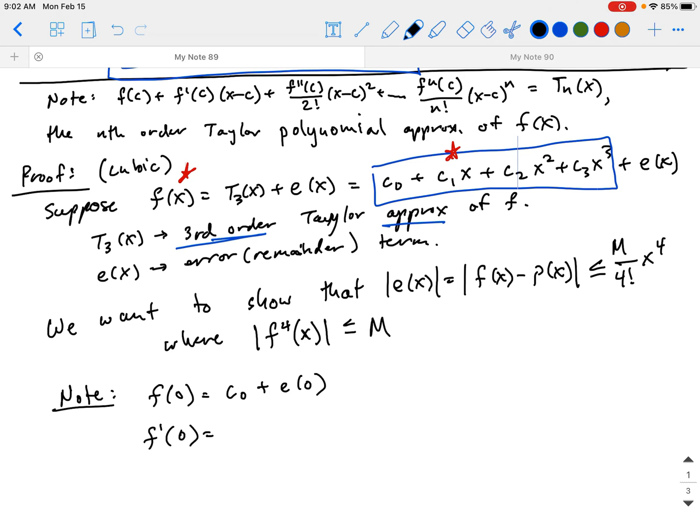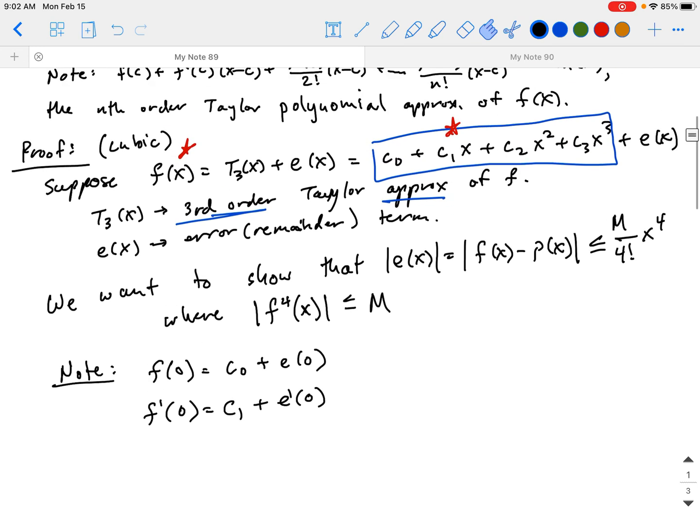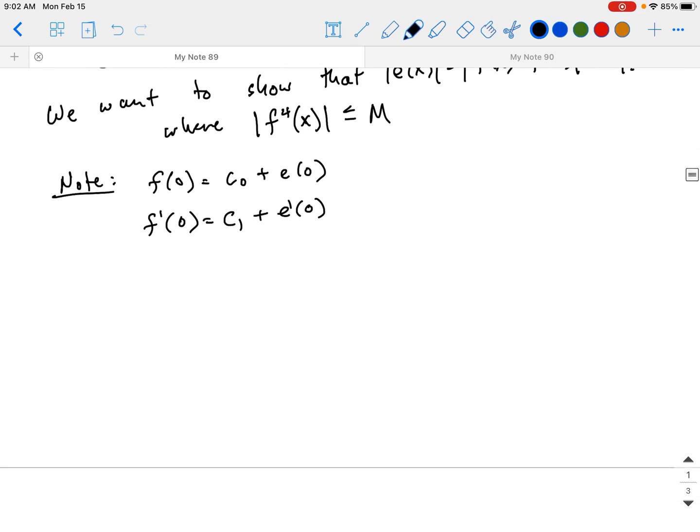And then we can differentiate, kind of going through that Taylor process of differentiating and finding your coefficients at 0. So f prime of 0, our constant cancels. Our linear term becomes the lead term. So we'll have C1, and then all the other terms go to 0. They're all going to vanish. And then f prime of 0 is equal to C1 plus E prime of 0. And note, we're not defining the E of x function explicitly. It's just going to be some function that satisfies our criteria for approximation.